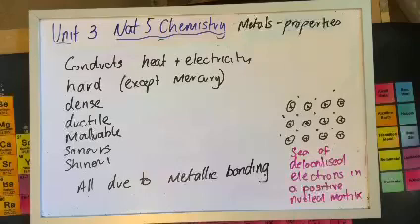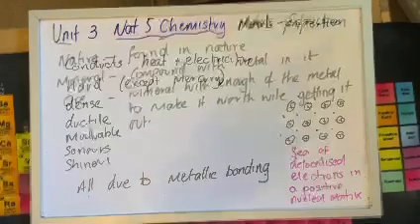And all these properties are due to metallic bonding. Remember back to my board, to what we've gone through. Metallic bonding is a sea of delocalised electrons in a positive nuclei matrix. And if you can think of the electrons being like small ball bearings in between pieces of material, that these ball bearings will help and allow the material to slip and slide, to move. And that's what gives you the properties.